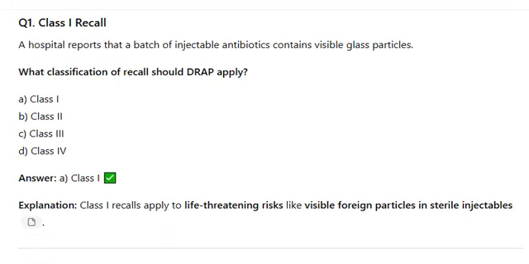A hospital reports that a batch of injectable antibiotics contains visible glass particles. What classification of recall should DRAP apply? A. Class 1, B. Class 2, C. Class 3, D. Class 4. Answer: A. Class 1. Explanation: Class 1 recalls apply to life-threatening risks like visible foreign particles and sterile injectables.